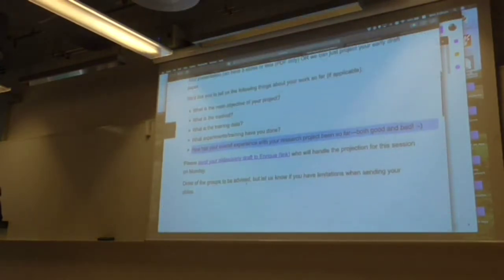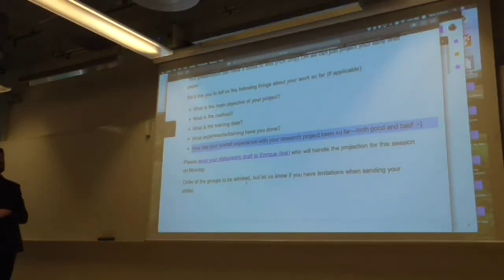What's the main objective? What's the method? What's the training data? What experiments have you done? How has your overall experience with it been so far? So that's just a general idea of the kind of questions we'd like you to answer.